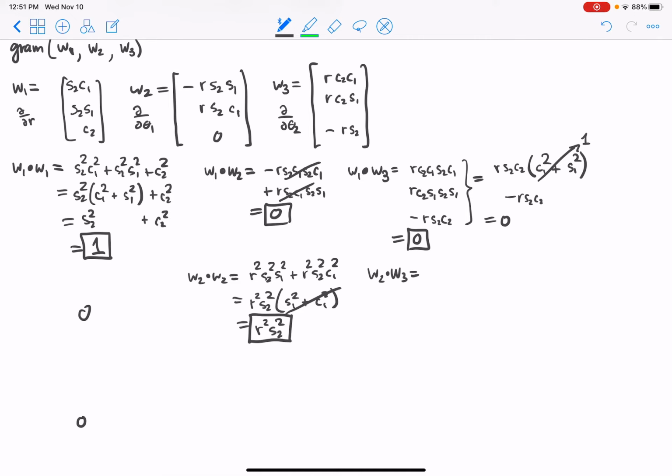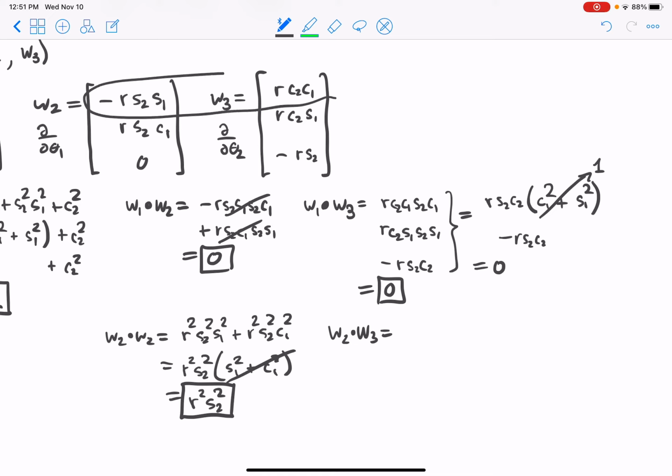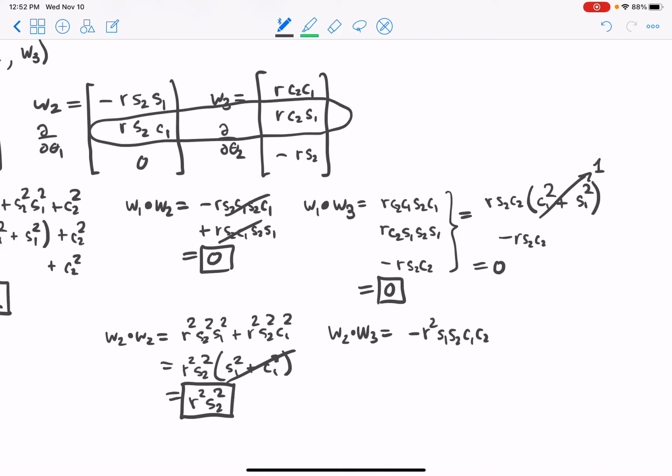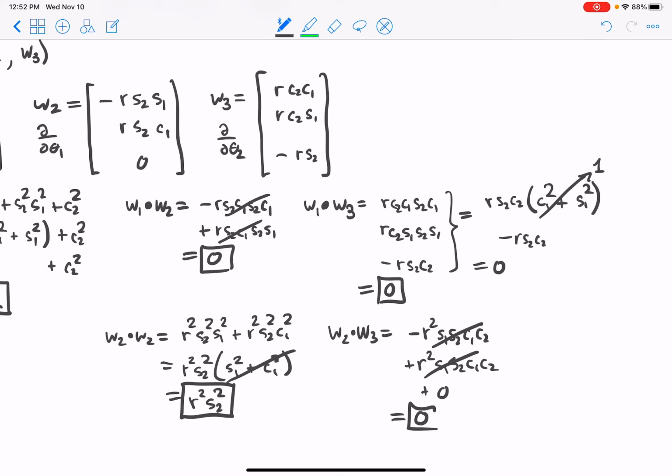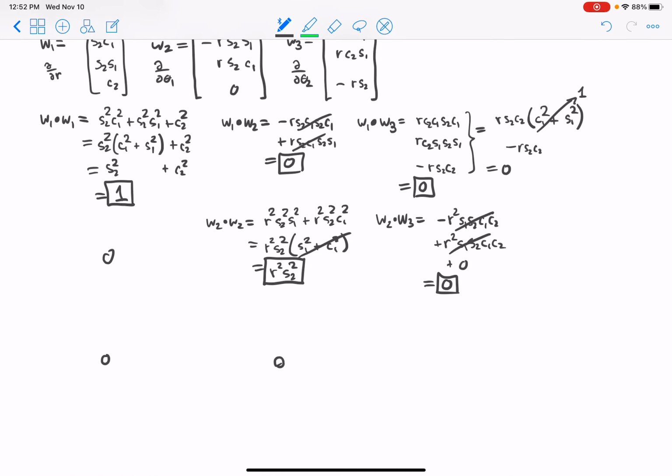W2 dot W3. It's going to be this. Okay, what is that? Minus R squared S1 S2 C1 C2. Then this piece is plus R squared S1 S2 C1 C2. Excellent, because those cancel. And then the last is 0 times that, which is just plus 0. This whole thing is 0. Excellent, so that means this one is 0.